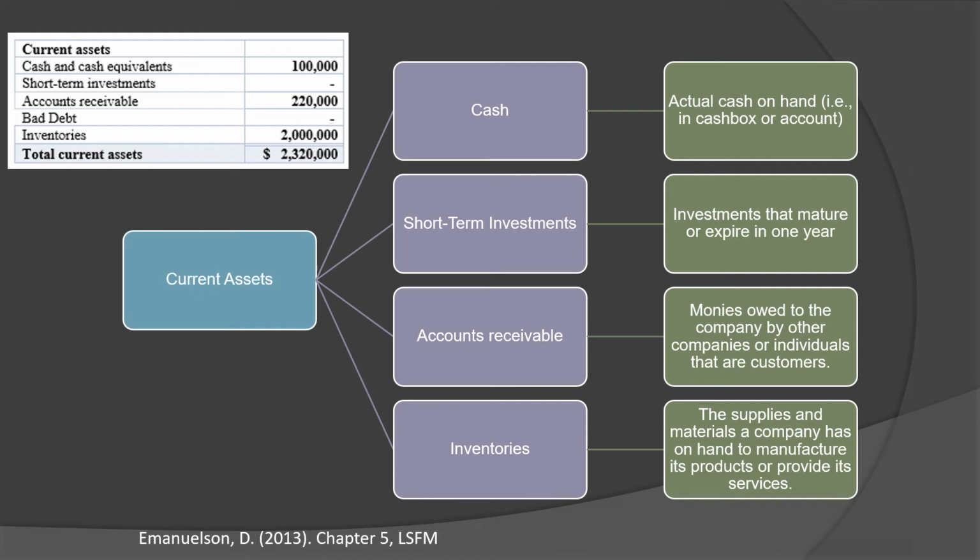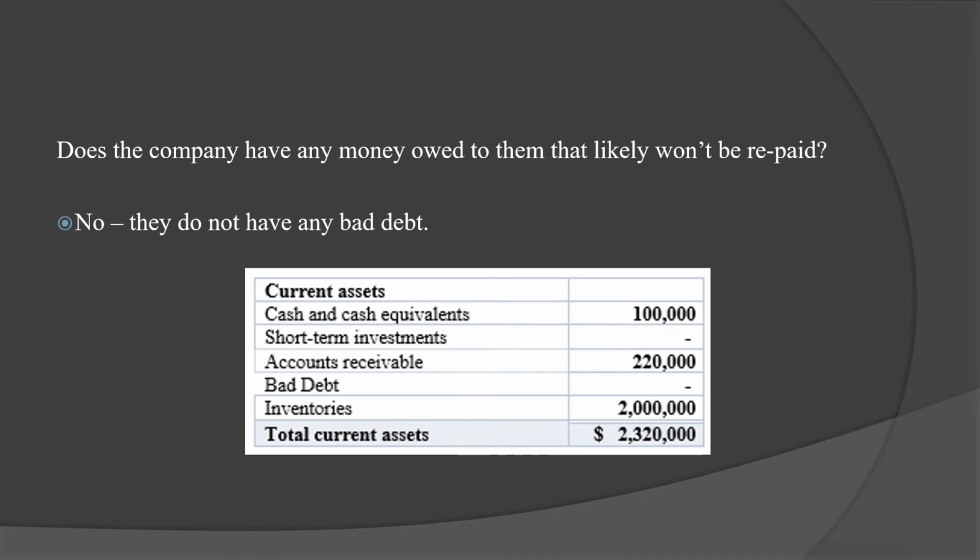And in terms of inventories, they have then $2 million in inventories. So sitting somewhere in a resource, this is a fitness organization, they have that much money in supplies and materials. And that means like tangible things. So a couple of things that is interesting when we look at these numbers then is, as I've mentioned, we might ask ourselves, does the company have any money owed to them that likely won't get repaid? And the answer would be no, because from this you can see they don't have any bad debt.